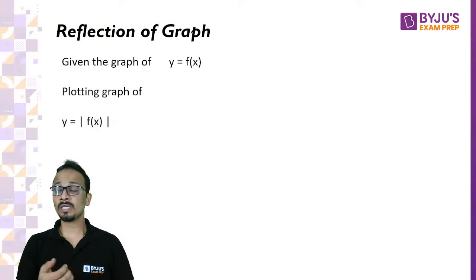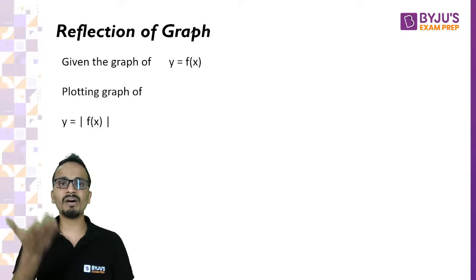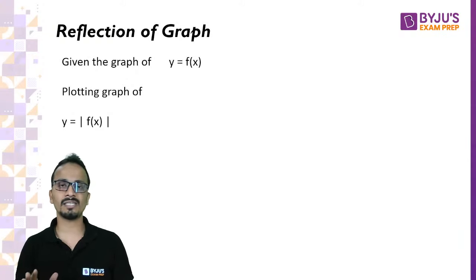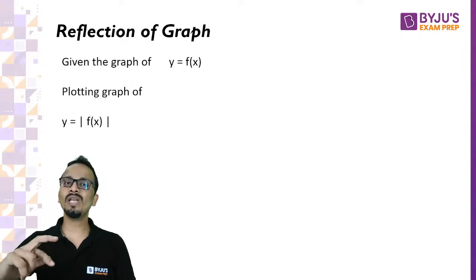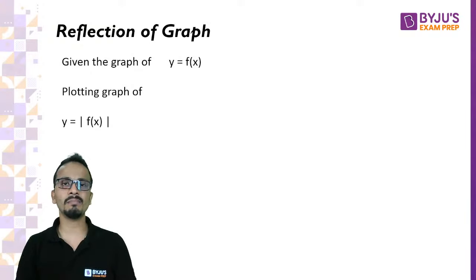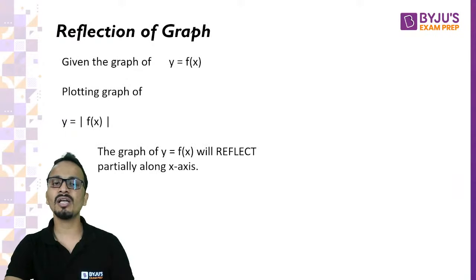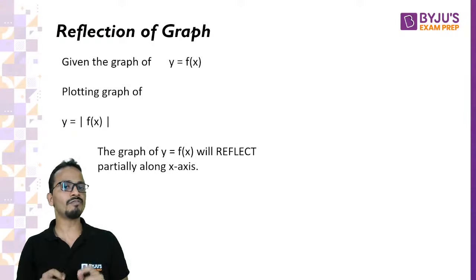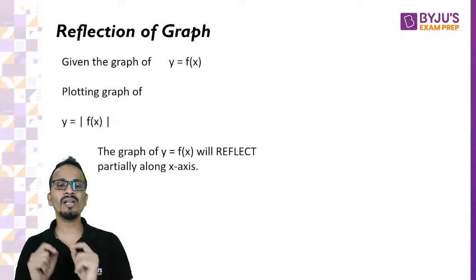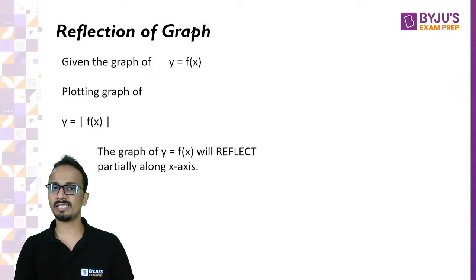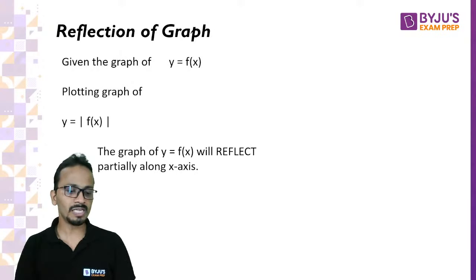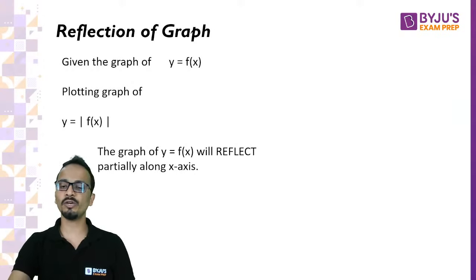So that means the portion of the graph which was above x-axis will remain as it is, and the portion of the graph which was below x-axis will be reflected and it will come above x-axis. So what I call it a partial reflection along x-axis. So the original graph of y equal to f of x will reflect partially along x-axis. The upper portion will stay up, the lower portion will reflect and come above.